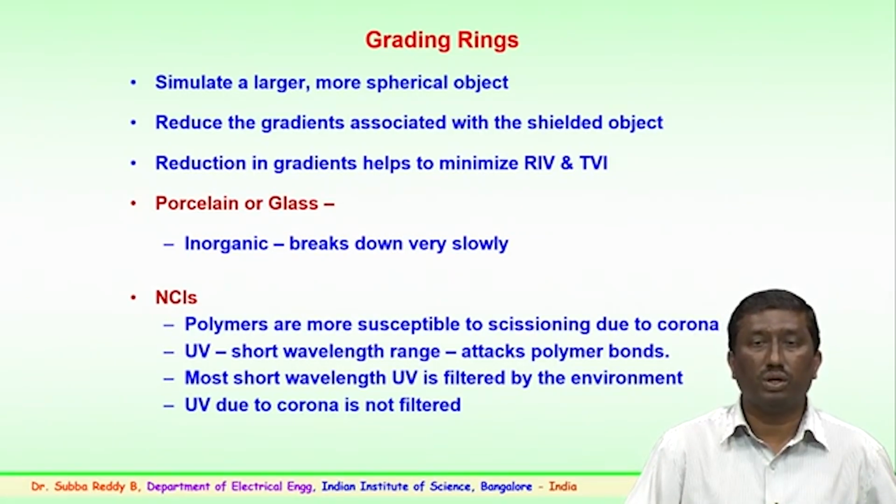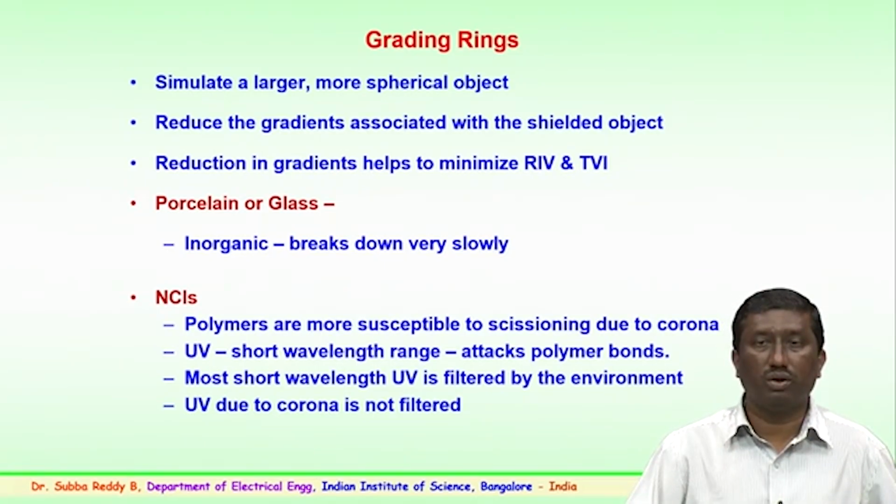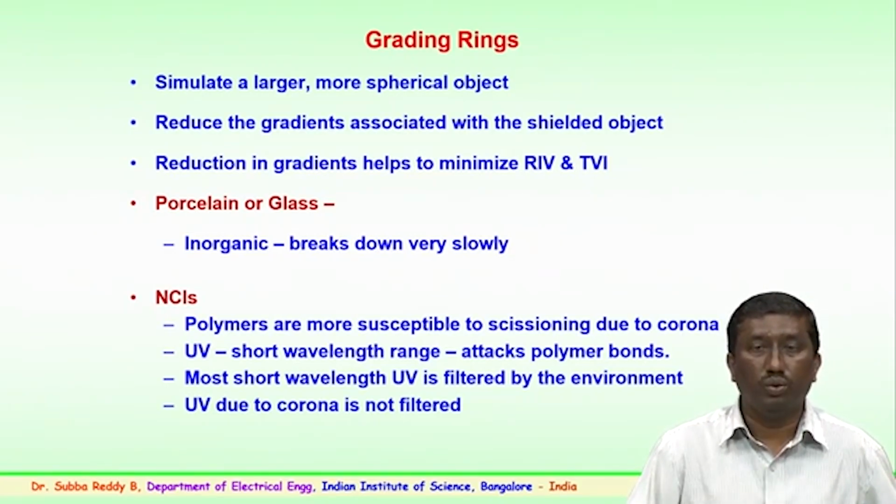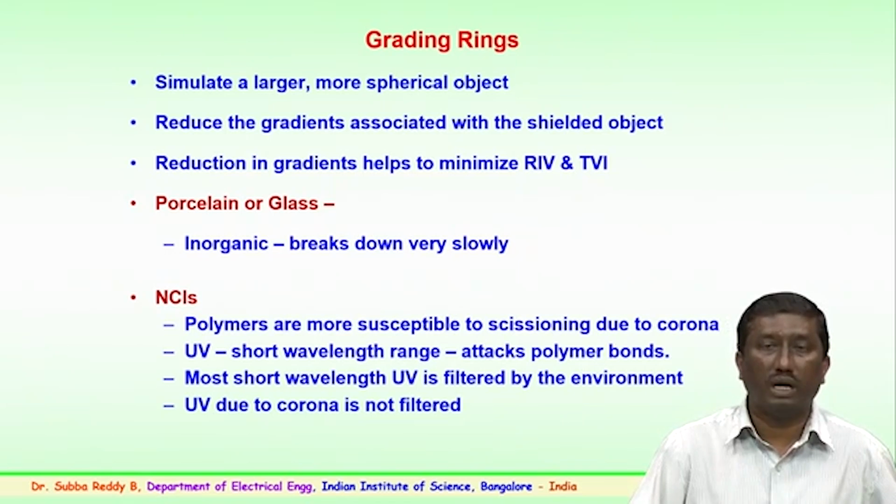Most of the short wavelength ultraviolet from the sun is filtered by the environment, but the ultraviolet coming from corona is not filtered and it may damage the surface. So ultraviolet due to corona is not filtered. This ultraviolet due to corona is from the hardware, corona control rings or grading rings.